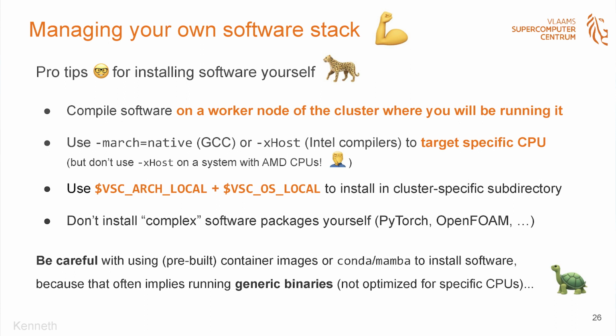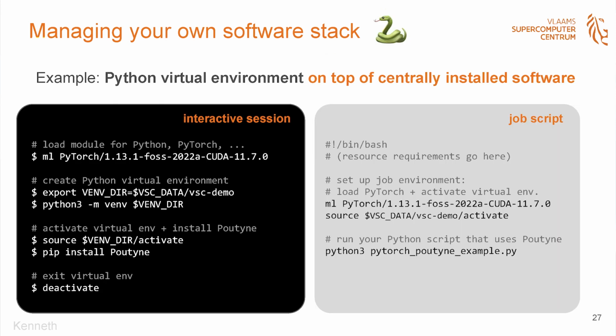This is a small example of setting up a Python virtual environment. So we're loading a module for PyTorch. We're running python -m venv to set up a virtual environment. And we're doing a pip install of this Poutine package, which needs PyTorch to run. So rather than installing PyTorch with pip, we're using the PyTorch that's pre-installed on the system, and we're installing extra Python packages on top of that. You can definitely do that yourself. And then also use it in a job script, of course.